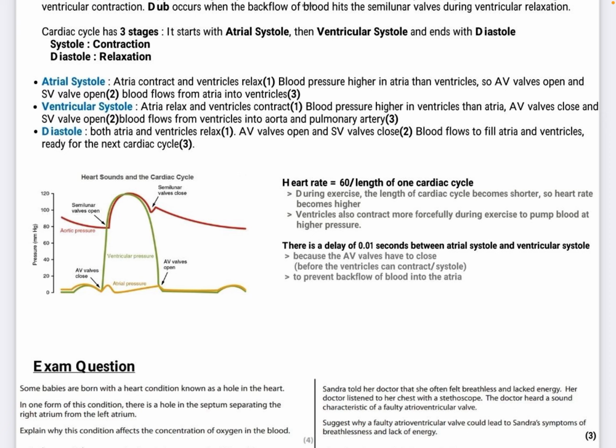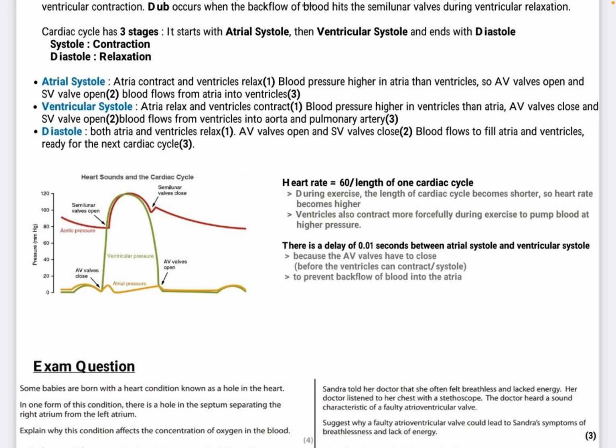Now the heart rate. Heart rate is equal to 60 over the length of one cardiac cycle. During exercise, the length of the cardiac cycle becomes shorter, so heart rate becomes higher. For example, we said one cardiac cycle takes 0.8, so we say 60 over 0.8. But when exercising, it becomes shorter, so any number, this is not scientific, let's say 0.6, 60 over 0.6. Okay, so it becomes higher.